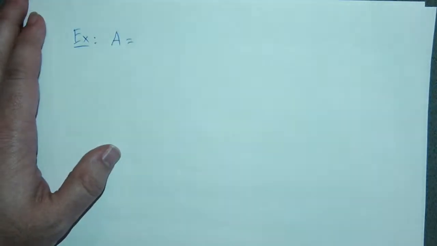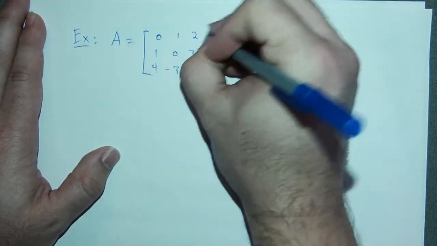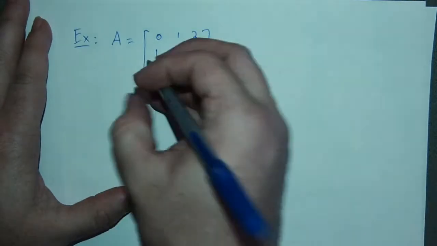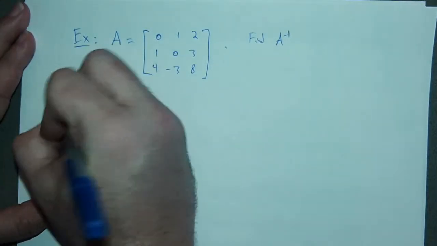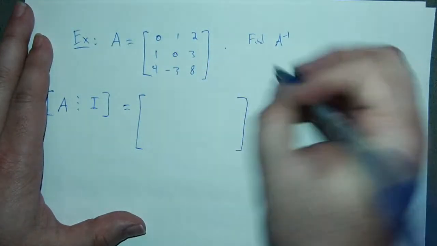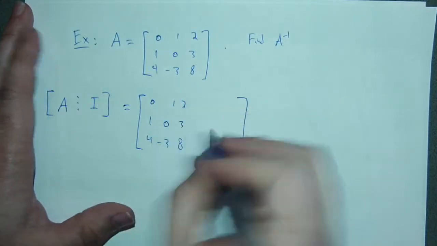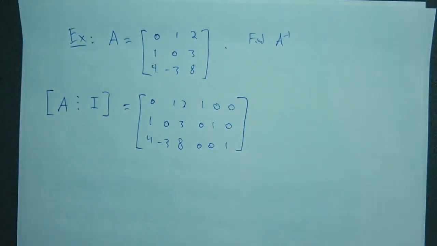So let's do an example of this. So let's take the matrix A, which is 0, 1, 2, 1, 0, 3, and 4, minus 3, 8. Okay. All right, so I want to find A inverse. So what I set up is [A | I] here. So if I actually write that out, what I have is on the left, I just copy A here. And on the right, I have the 3 by 3 identity. So 1, 0, 0, 0, 1, 0, and 0, 0, 1. Okay, so here's the matrix I have.